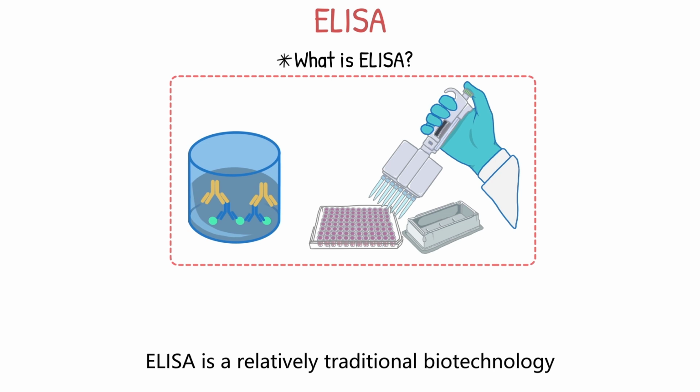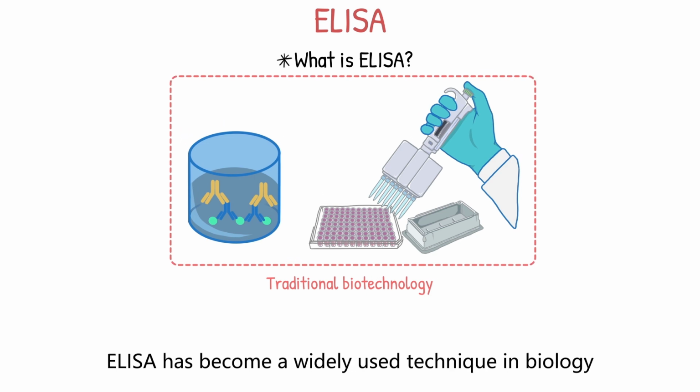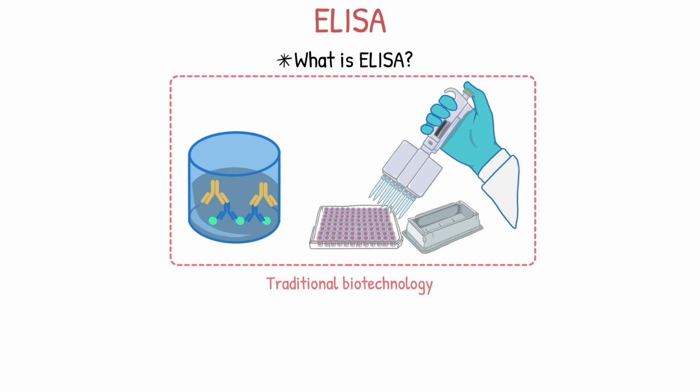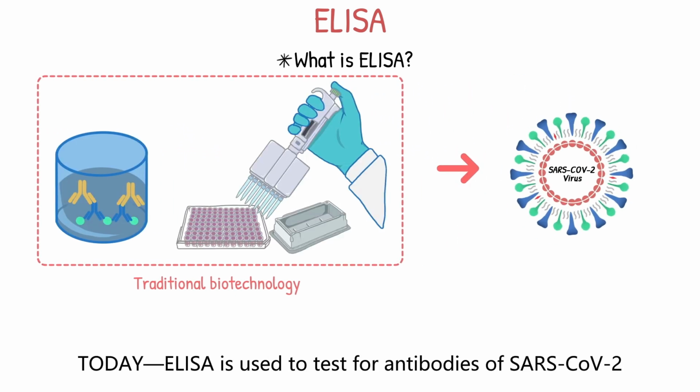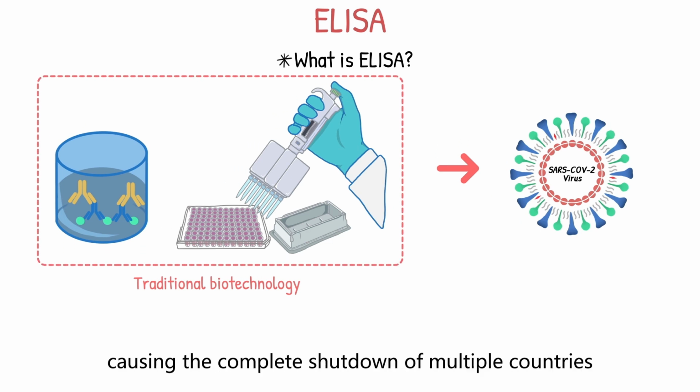ELISA is a relatively traditional biotechnology. Since its initial development in the early 1970s, ELISA has become a widely used technique in biology and clinical diagnostic laboratories. Today, ELISA is used to test for antibodies of SARS-CoV-2 or COVID-19 in response to a global pandemic causing the complete shutdown of multiple countries.